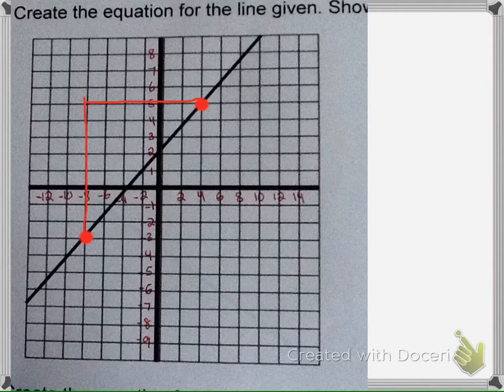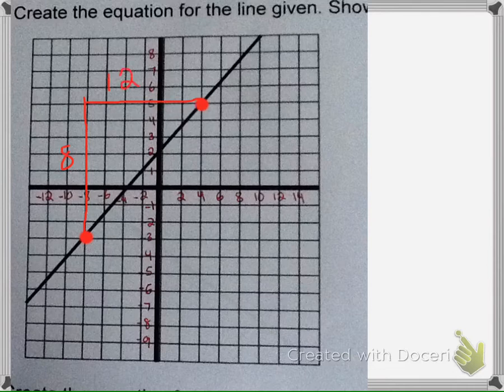Okay, now I put in my rise and my run. Here's my rise, and I need to notice that my y-axis is counting by ones. So I just simply count the boxes: 1, 2, 3, 4, 5, 6, 7, 8. My rise is 8. Now my run, my x-axis is counting by 2s, so 2, 4, 6, 8, 10, 12.